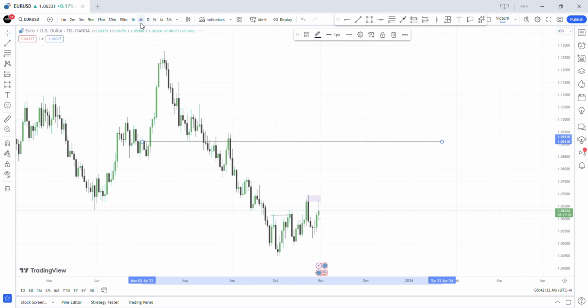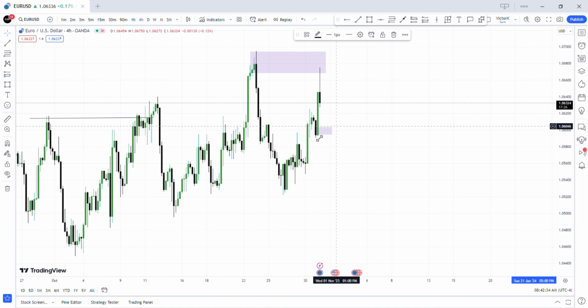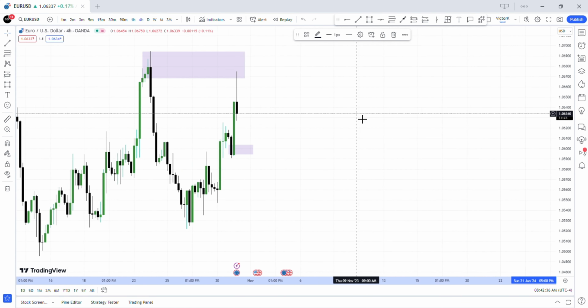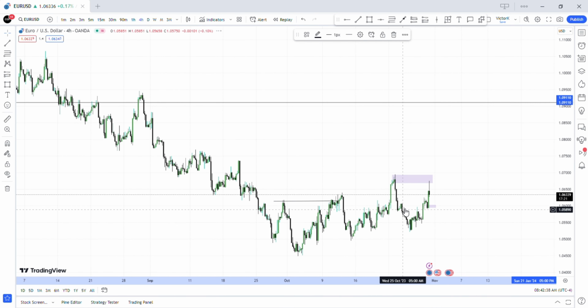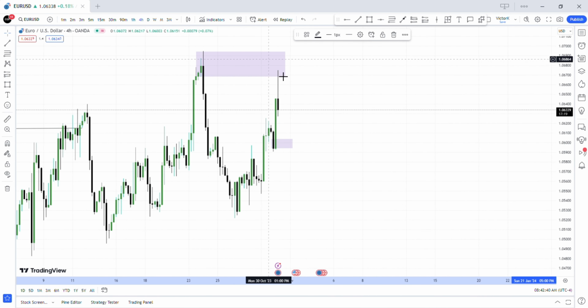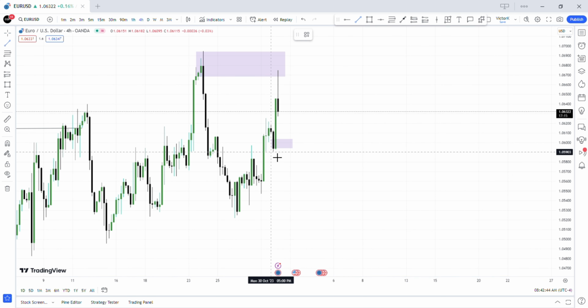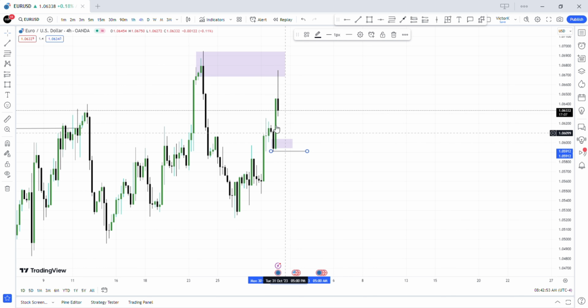For price to run above this high here, I would not like to see price go below this low right here. I would like to see this low hold. Price should not go under this place. It should just find some support around here and keep going higher. So that is my idea for this particular New York session. Let's see how it goes.